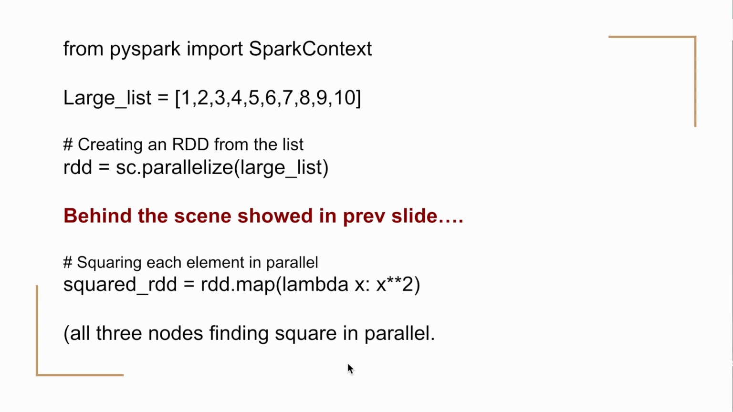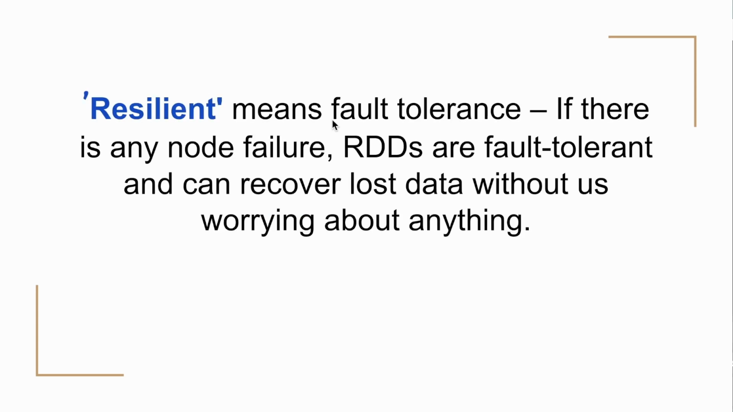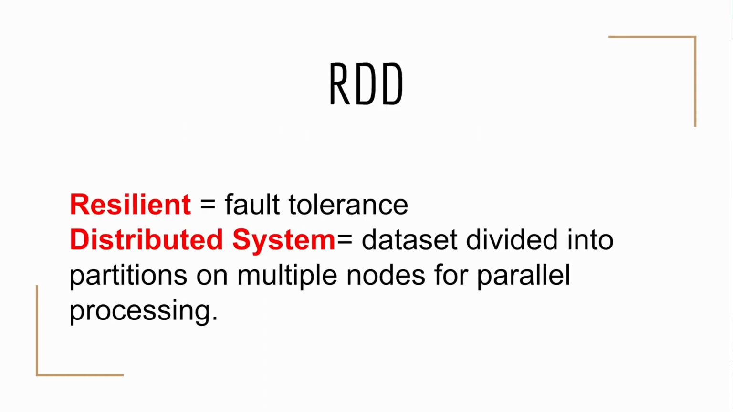Oh, and when you say resilient, we mean it has this awesome fault tolerance. If there is any node failure, RDDs are fault tolerant and can recover lost data without us worrying about anything. So in case of any failures, the RDD will get rebuilt behind the scenes. So that's why it's called resilient. Resilient means fault tolerant. So now RDD is Resilient Distributed Dataset.